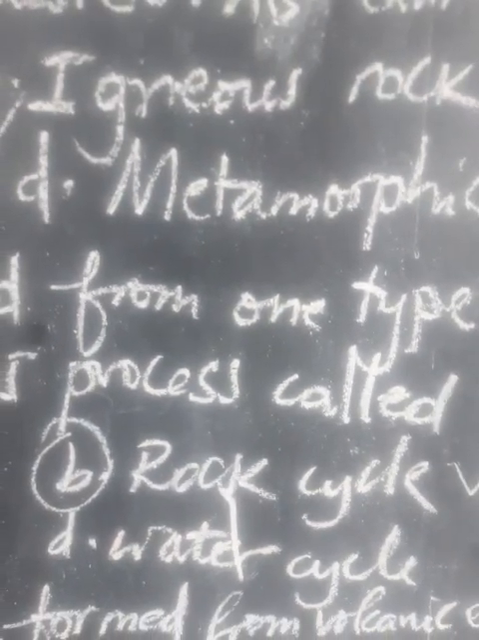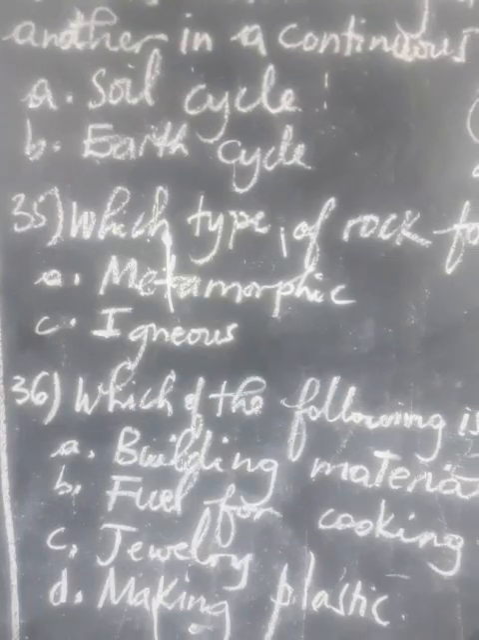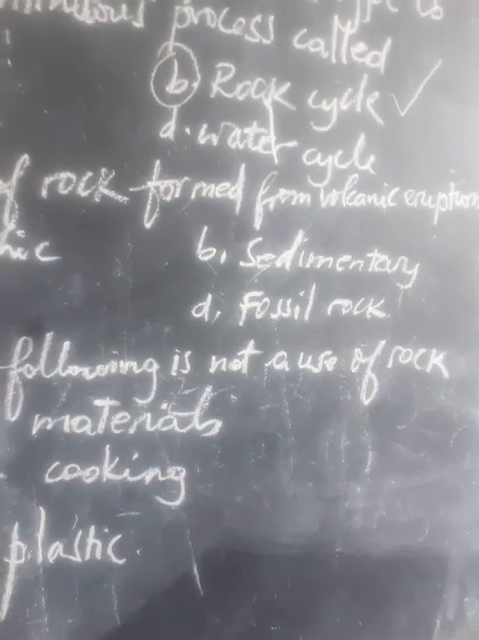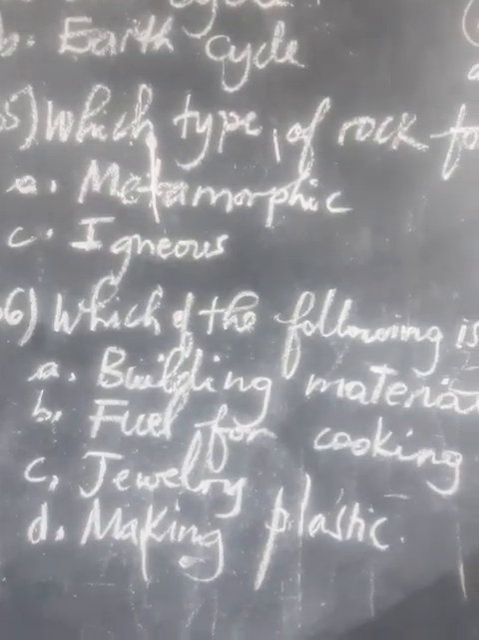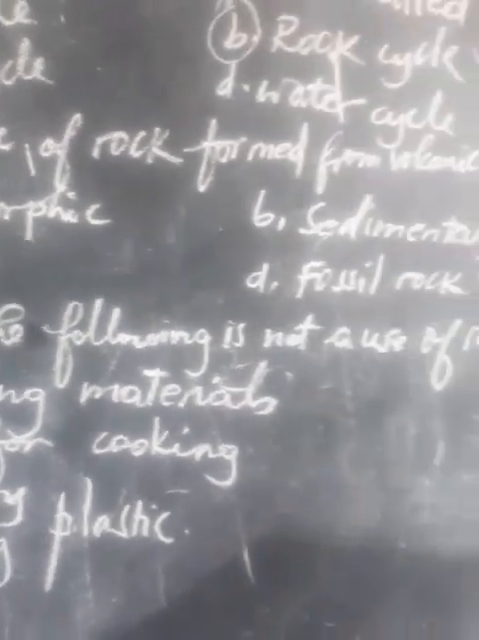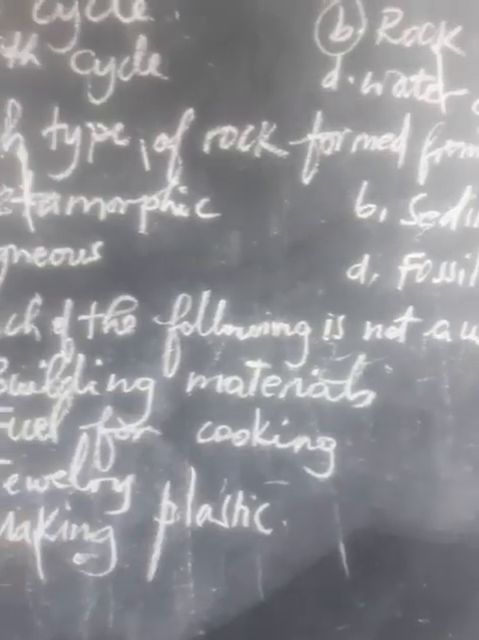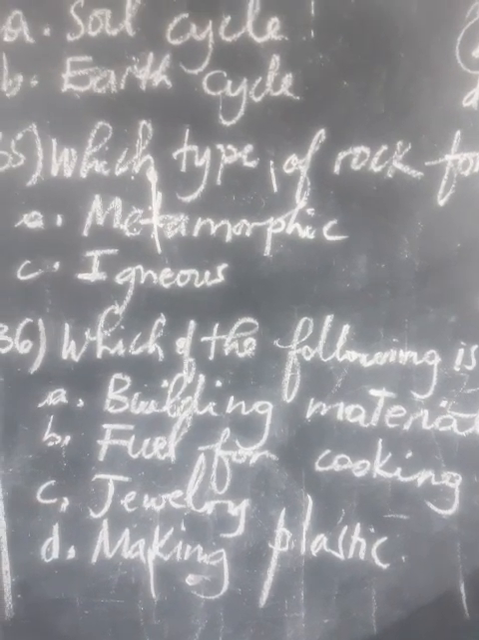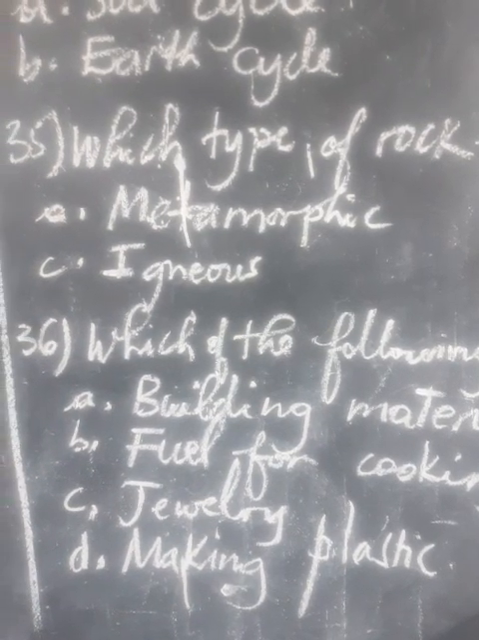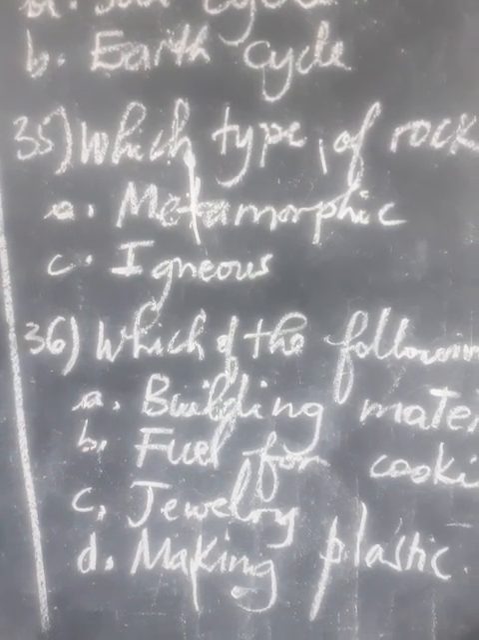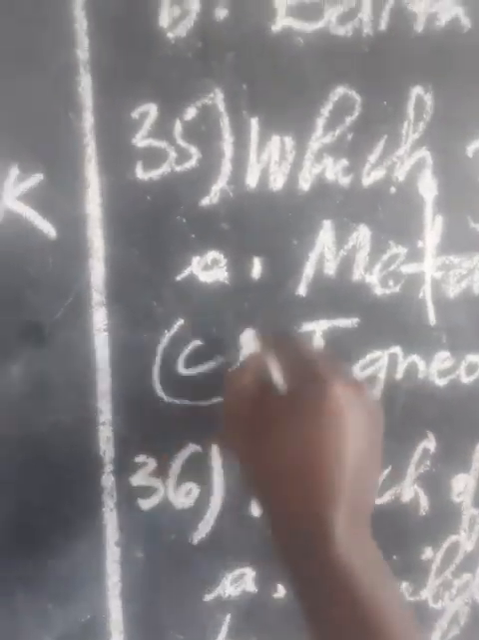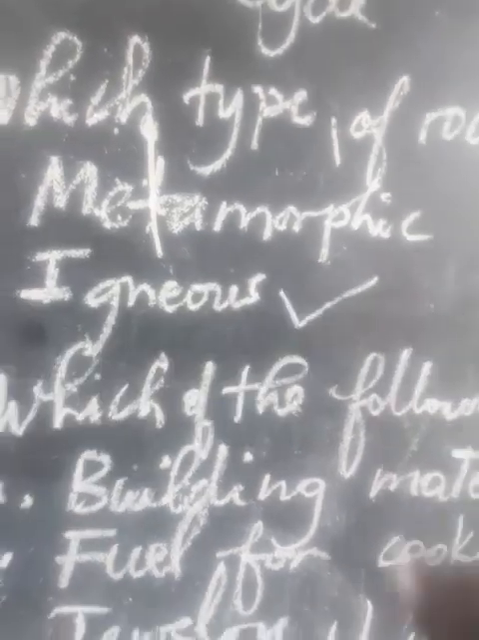Let's go to question number 35. Which type of rock is formed from volcanic eruption? A. Metamorphic rock. B. Sedimentary rock. C. Igneous rock. D. Fossil rock. So the correct answer is C, because igneous rock is a type of rock that is formed from the cooling and solidification of magma, which comes from volcanic eruption. Therefore the correct answer is C.